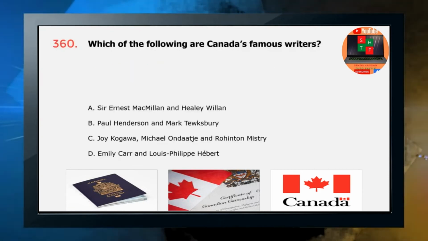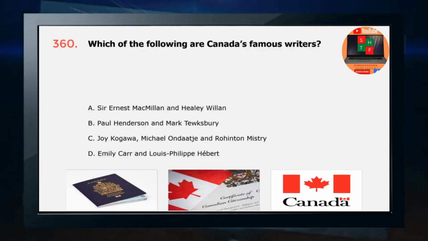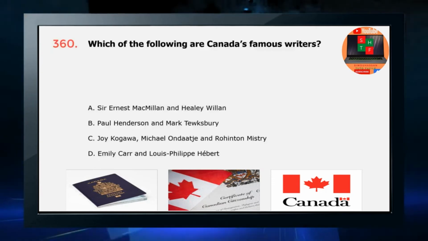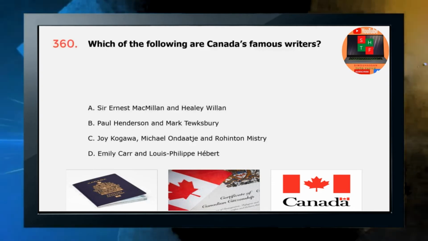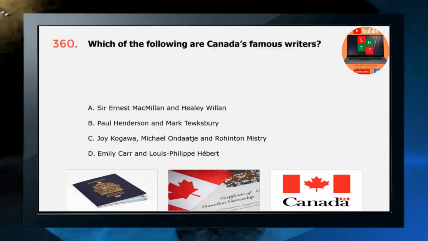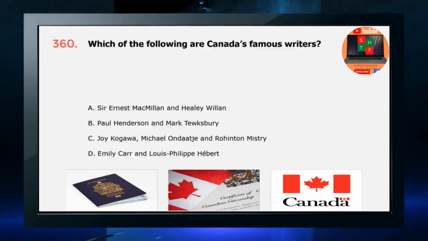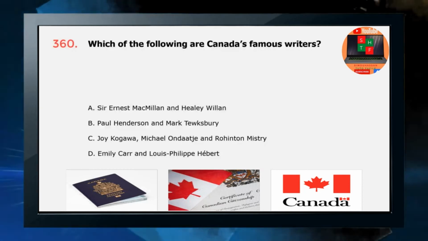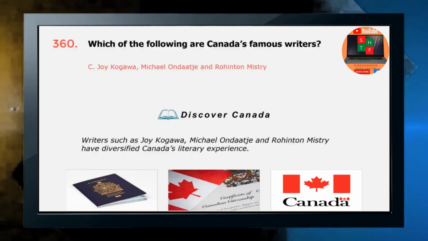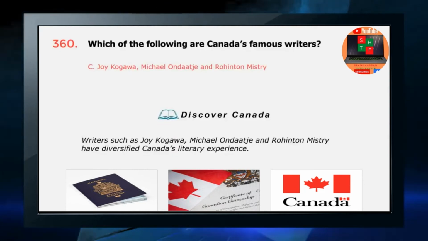Question 360. Which of the following are Canada's famous writers? A. Sir Ernest Macmillan and Healey Willan. B. Paul Henderson and Mark Tewksbury. C. Joy Kogawa, Michael Ondaatje, and Rohinton Mistry. D. Emily Carr and Louis-Philippe Hébert. The answer is C. Joy Kogawa, Michael Ondaatje, and Rohinton Mistry.